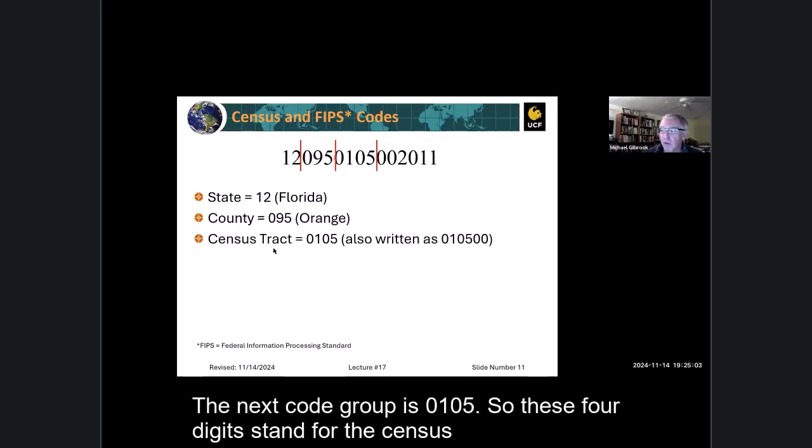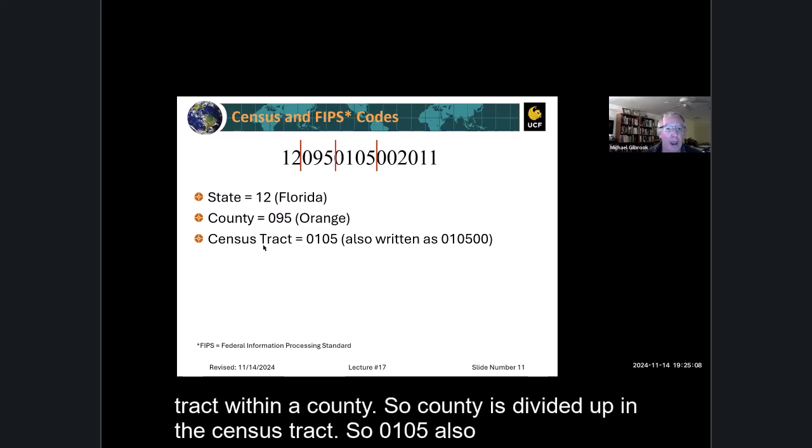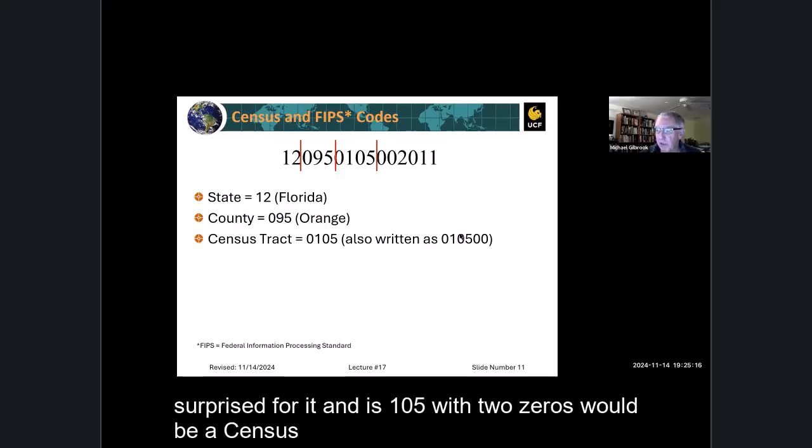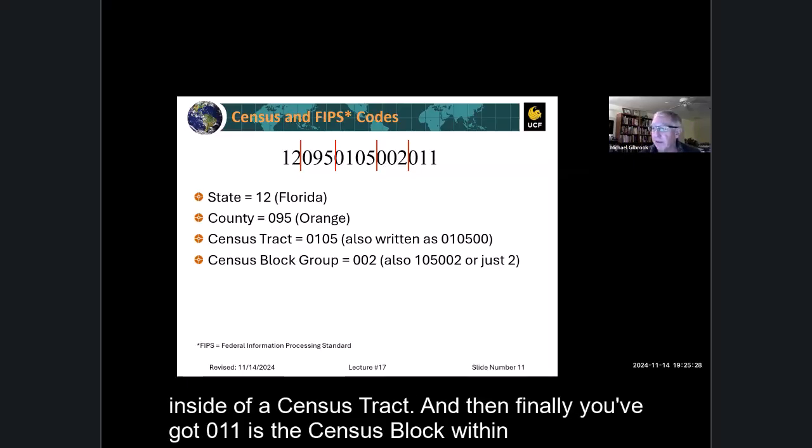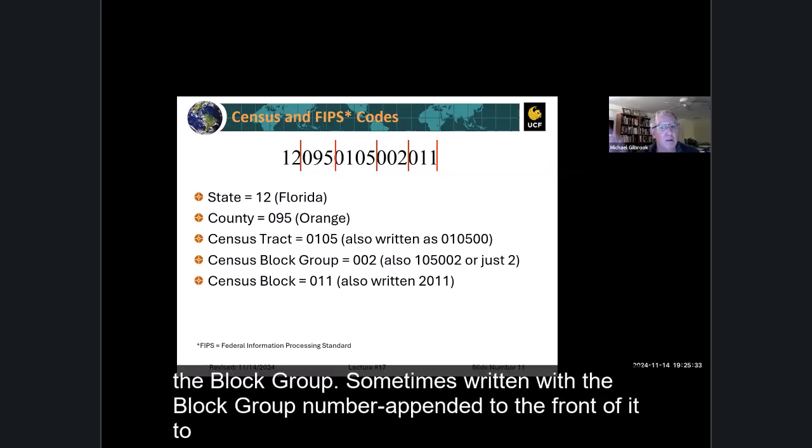The next code group is 0105. So these 4 digits stand for the census tract within a county. A county is divided up into census tracts. So 0105, also sometimes written as 105 with 2 zeros, would be a census tract. The next 3 digits, 002, would be the census block group inside of a census tract. And then finally, you've got 011, the census block within the block group, sometimes written with the block group number appended to the front of it to call it 201.